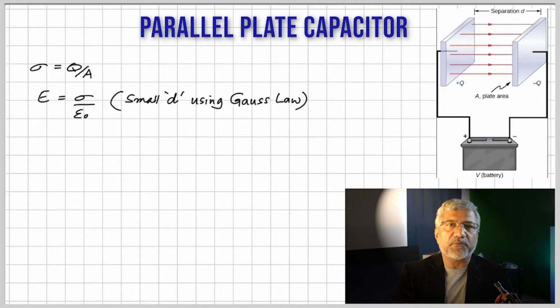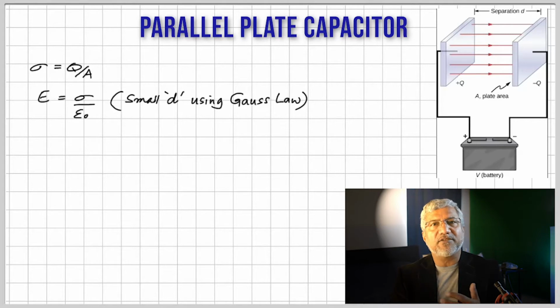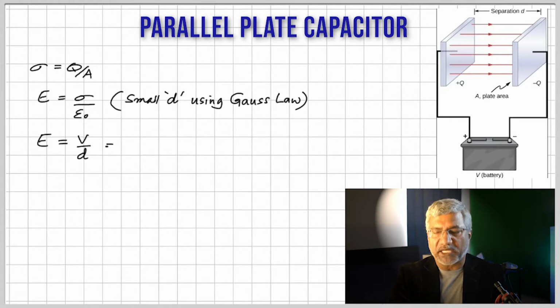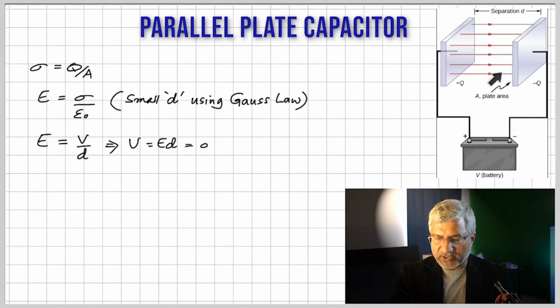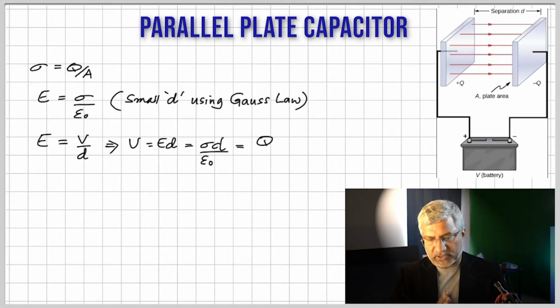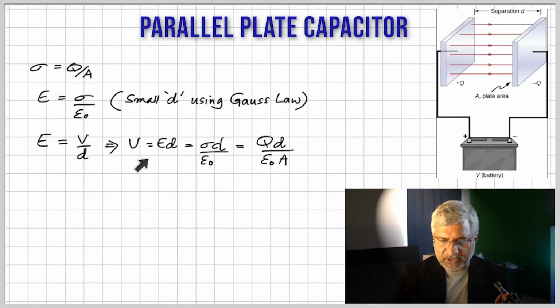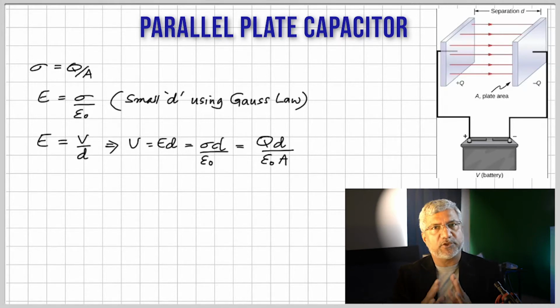Once you get that formula for electric field, we should remember that electric field is also connected to the voltage between the plates by this formula: E is equal to V by d. So little d is the distance between the plates and V is the voltage. Now rearranging that, you get voltage is E times d. Now substitute for E as sigma by epsilon naught, so you get sigma by epsilon naught times d. Now substitute for sigma. Remember, sigma is Q by A. So we get this formula, and that is the formula for the voltage between the two plates.